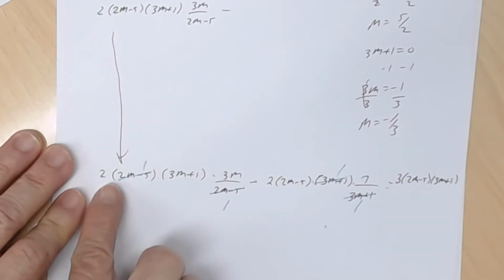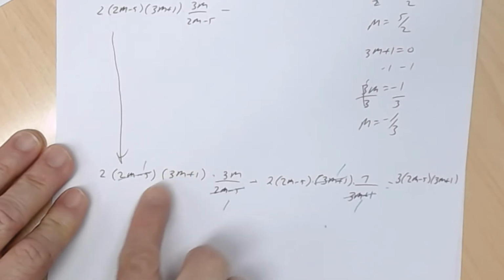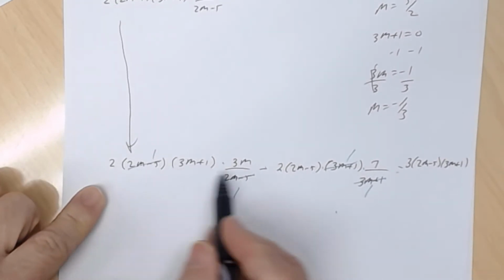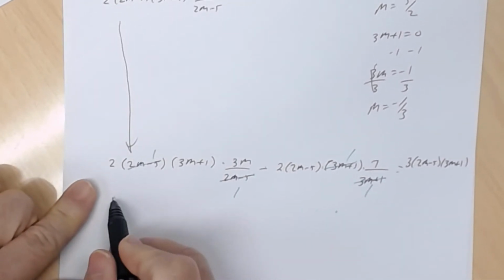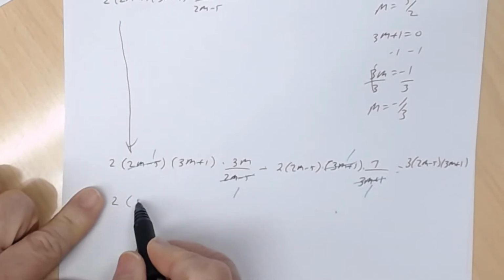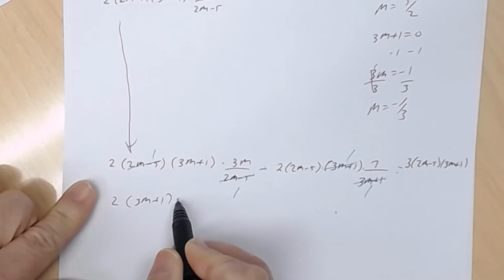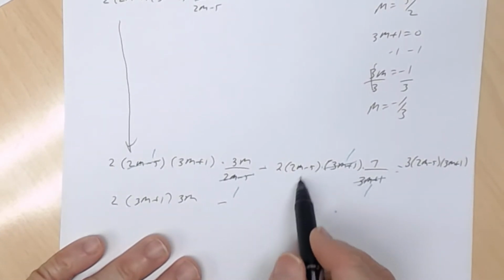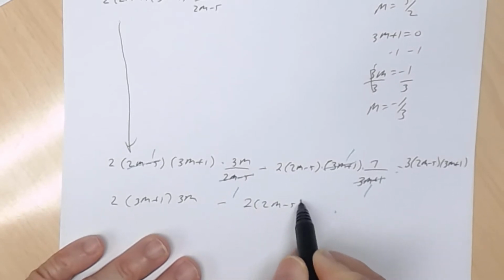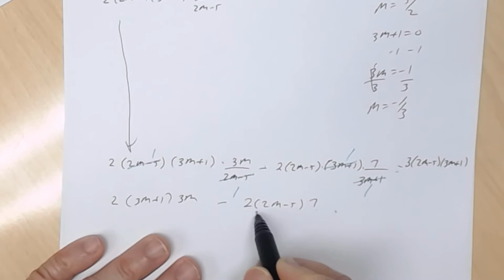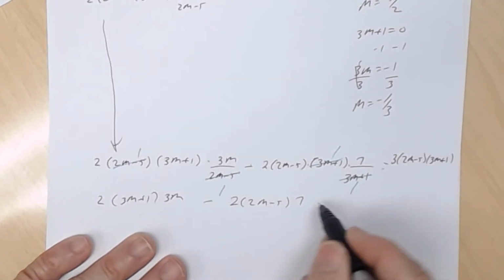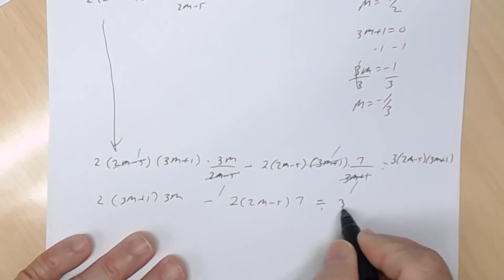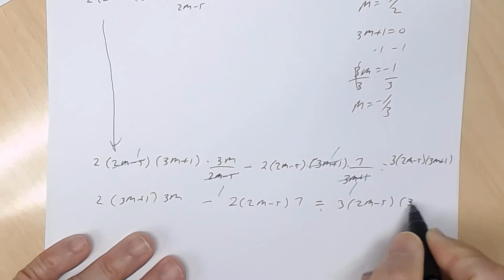All right, so what I would do here, see how you have 2 times 3m plus 1 times 3m? Here's what I would do first. I'm going to rewrite this. So look at what you have. You have 2 times 1 is 2 times 3m plus 1 times 3m, right? Minus, and then here you have 2 times 2m minus 5 times 1 times 7. Y'all agree so far? This is just what you see. Equal, and then this is just 3 times 2m minus 5 times 3m plus 1.